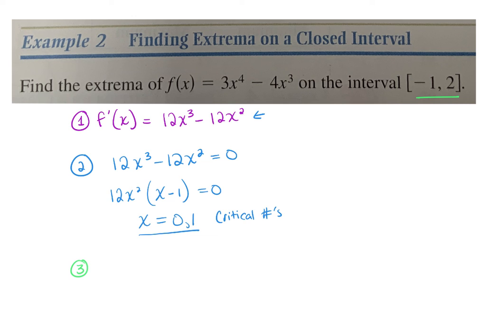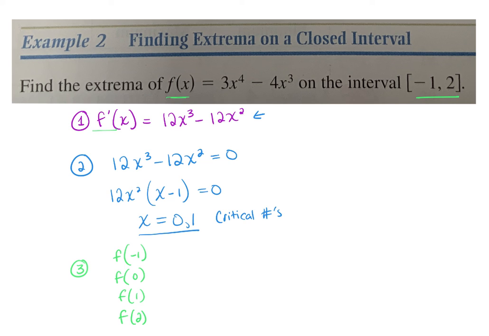So now I need to plug in everything from -1, that's my endpoint. I need to plug in my critical numbers that are inside my interval, and I need to plug in my other endpoint. Do you notice I do not have a dash beside that f? Where am I plugging those in? This guy has a dash. This guy does not. Plug them into your original, okay?